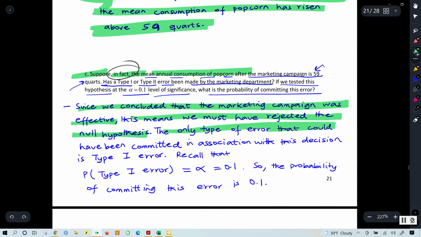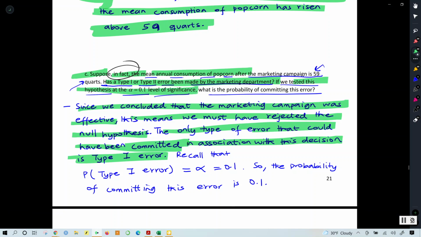The only type of error that could have been committed in association with this type of decision is type 1 error. So that answers this part of the question. If we tested this hypothesis at alpha equals 0.1 level of significance, what is the probability of committing this error? That is, what is the probability of committing type 1 error?